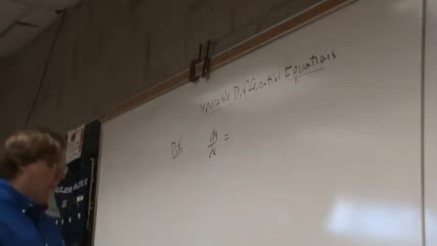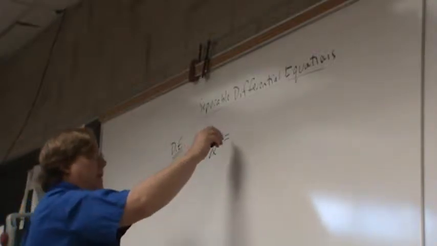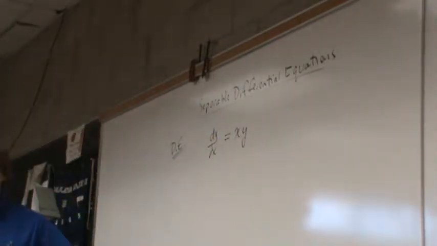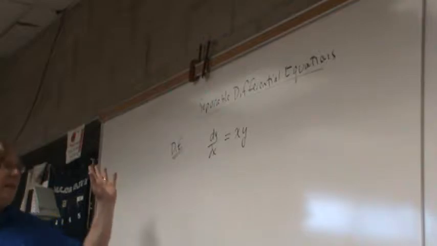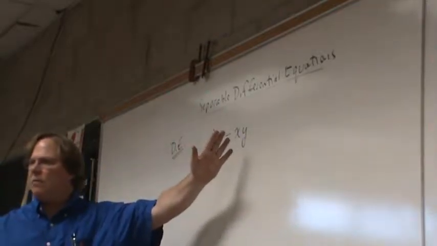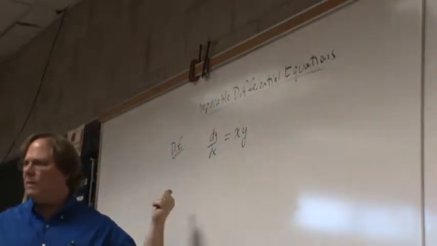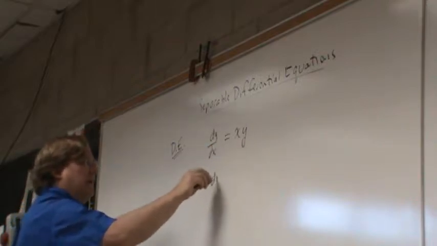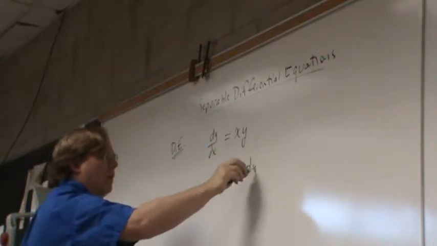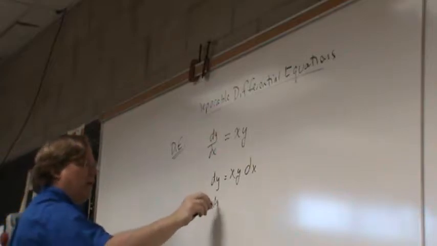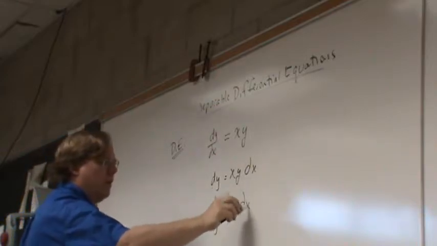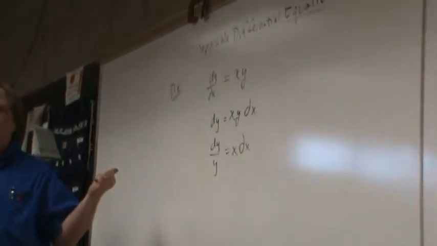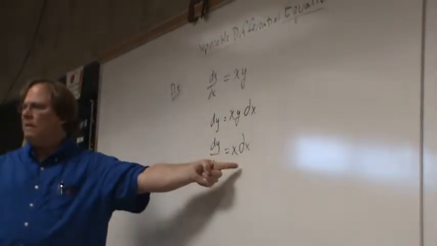Okay, if they give me something like this, dy/dx equals xy, let's say, I can easily solve this because I can get all my x's multiplied by dx on the right side and all my y's multiplied by dy on the left side. Let me show you how this works. I'm going to multiply both sides by dx, and then divide both sides by y. Now I have all my y's multiplied by dy on the left side and all my x's multiplied by dx on the right side.